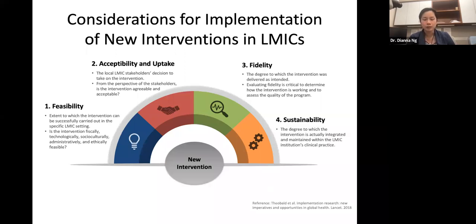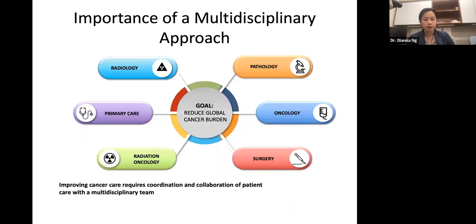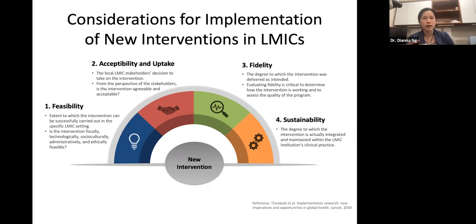And then sustainability. Is this intervention actually going to be integrated? And is it actually maintainable within this LMIC after the project is done? So in that situation, having stakeholder buy-in, but also Ministry of Health buy-in is incredibly important. And if you're lucky, larger organizations like WHO.